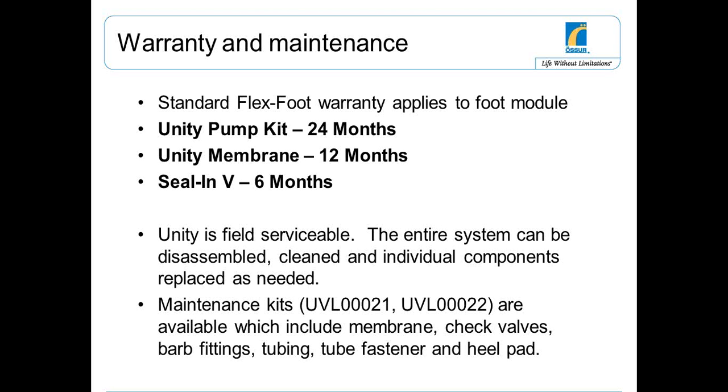In terms of warranty and maintenance, the standard flex foot warranty is going to apply to the foot module itself. The Unity pump hardware kit itself has a 24-month warranty, so if anything happens with that at all, we'll replace it outright. The Unity membrane, which is the small rubber membrane that sits inside of the pump itself, has a 12-month warranty on it. Anything happens with that, we've got the service kits we'd automatically send out to you. Those can be swapped out.